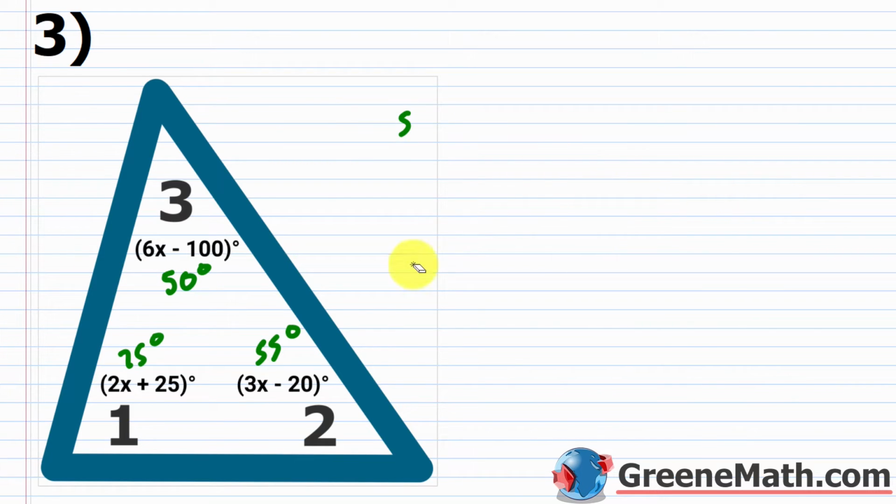And again, you could also plug in if you want to do it that way. You could say 6 times 25 is 150, and then 150 minus 100 is 50, so either way it's 50 degrees. So the measure of angle 1 is 75 degrees, the measure of angle 2 is 55 degrees, and the measure of angle 3 is 50 degrees.